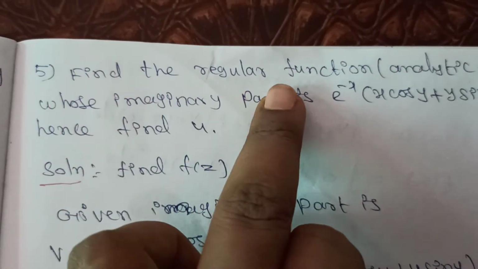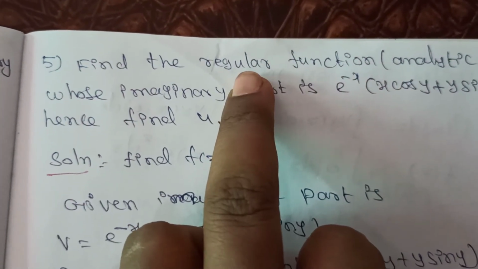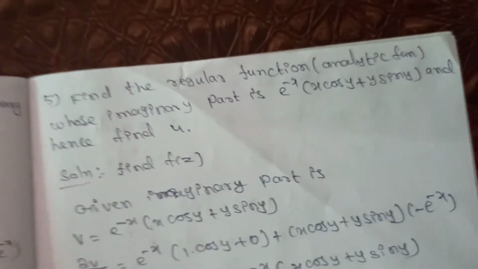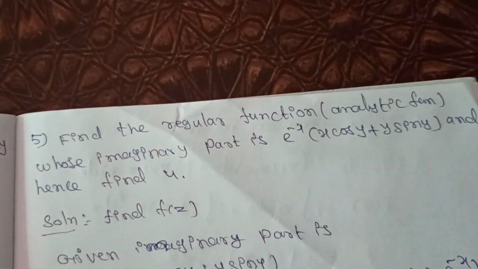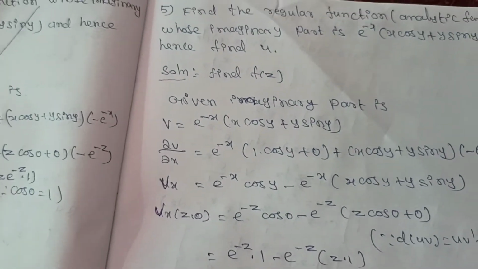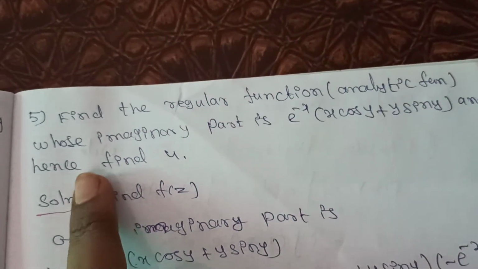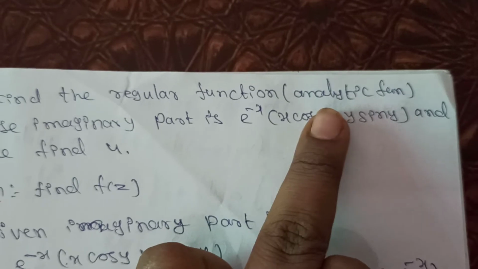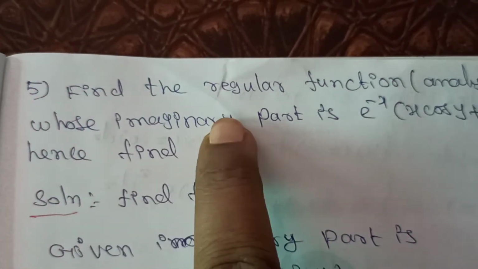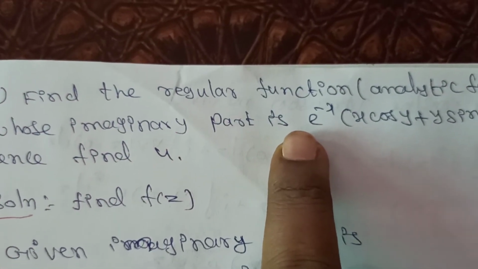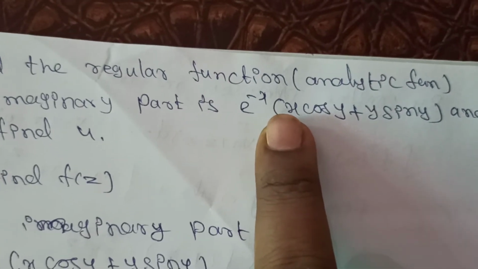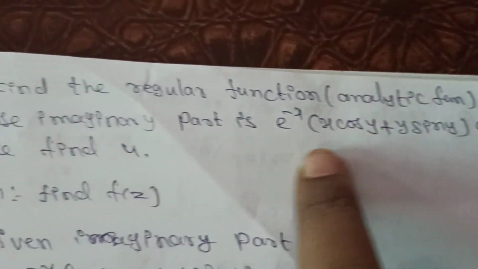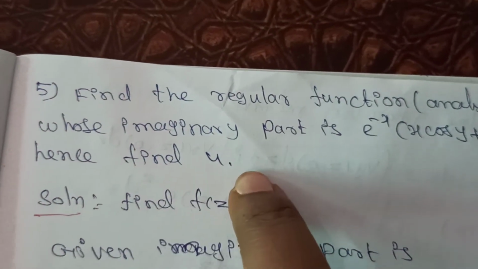Find the regular function. Already you know a regular function means an analytic function. Sometimes the question does not directly mention analytic, sometimes it asks for the regular function. Regular function is also called an analytic function. Find the regular function, that is, the analytic function whose imaginary part is e power of minus x into (x cos y plus y sin y), and hence find u.